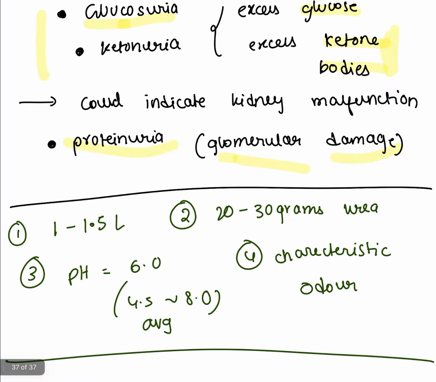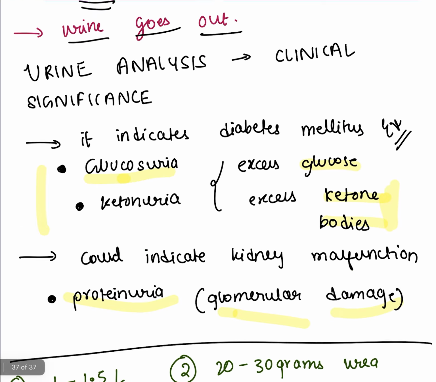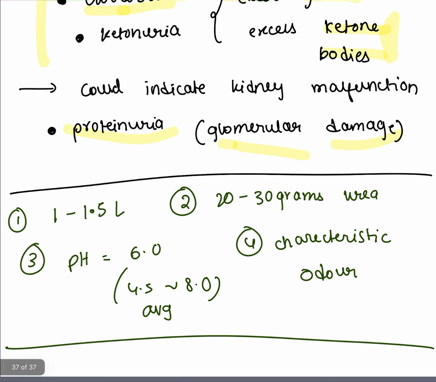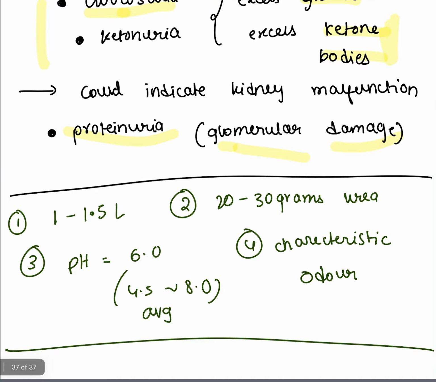So that's another thing. And one more interesting fact which we all know about is that through checking the urine, we can also determine whether one is pregnant or not. So that is also an important clinical significance of urine. And finally, we've got some interesting facts to remember. An adult human on average passes about 1 to 1.5 liters of urine per day, which includes 20 to 30 grams of urea. The pH of the urine is 6.0, because it's actually 4.0 to 8.0 pH, and its average is taken to be 6. And also the urine has a characteristic odor.